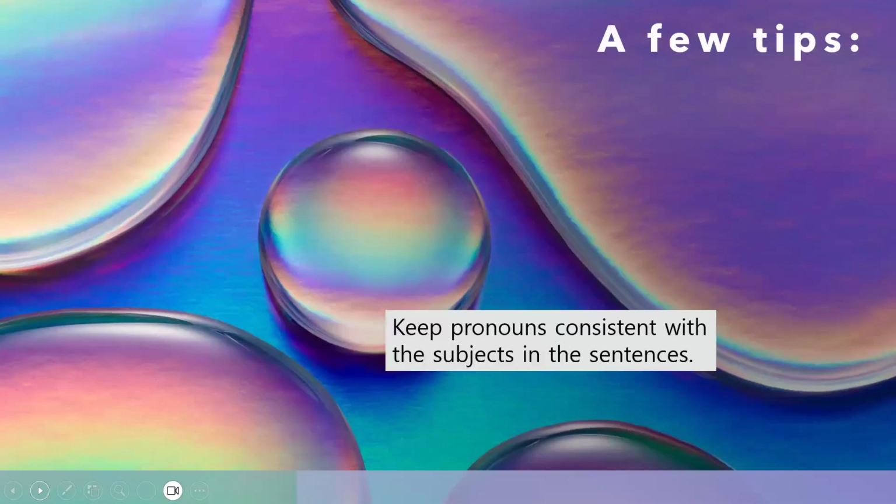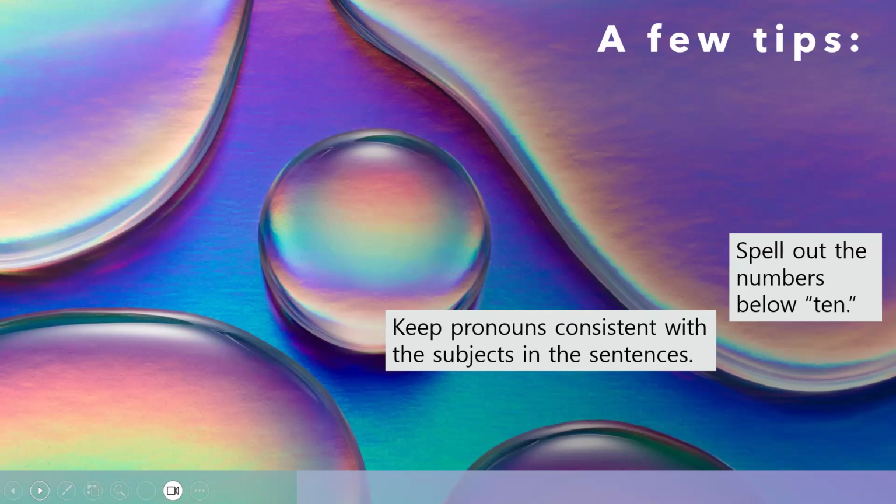Keep pronouns consistent with the subjects in the sentences. If the subject is singular, the pronoun should be singular. If the subject is feminine, the pronoun should be feminine. The only exception to this is the popular use of the terms they and them. We used to employ those pronouns to mean the third person plural, but these days it's allowed and acceptable to use them as singular for persons or individuals whose genders are not known or not specified.